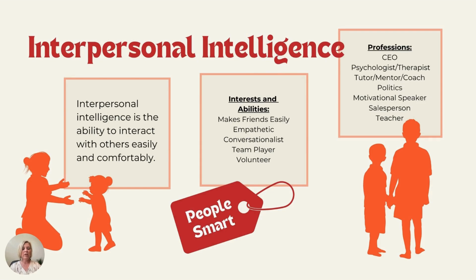All right, the next area of intelligence is interpersonal intelligence. Interpersonal intelligence is the ability to interact with others easily and comfortably. Interests and abilities in this area are making friends easily, being empathetic, a conversationalist, a team player, or a volunteer. And professions we see in this area of intelligence tend to be CEOs, psychologists, therapists, tutors, mentors, coaches, politicians, motivational speakers, salespeople, and teachers. Now, how can we use the interpersonal intelligence to nurture hearts and develop abilities and learning?